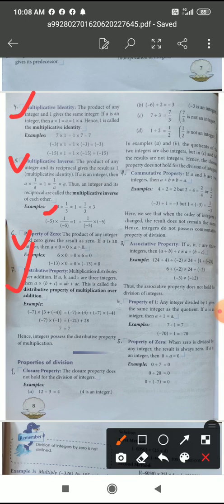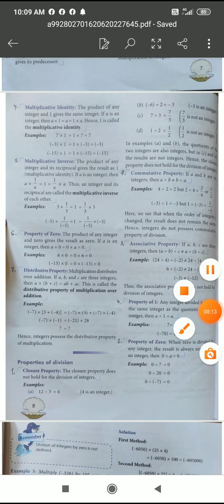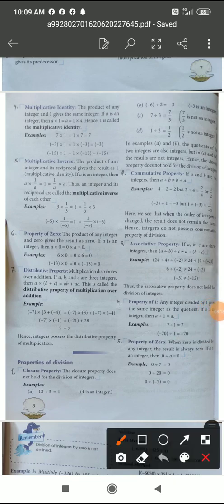Distributive property. Multiplication distributes over addition. Okay. Here we discuss about property of 0. Then distributive property. In distributive property, children, multiplication distributes over addition. If a, b and c are three integers, then a multiply whole bracket b plus c equal to ab plus ac.